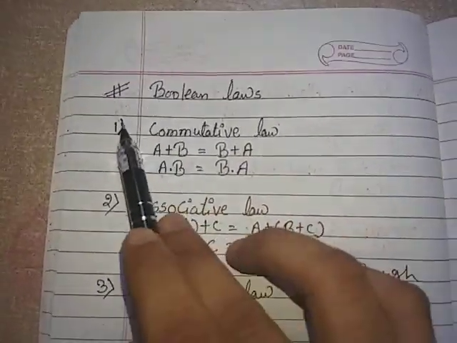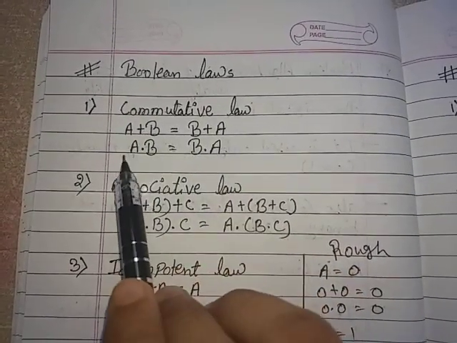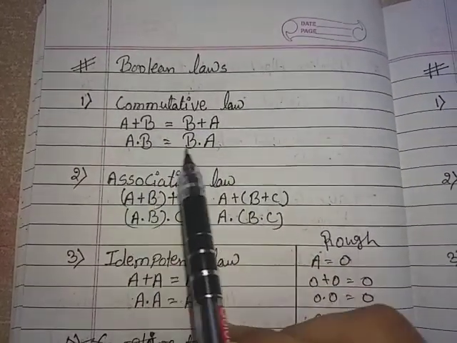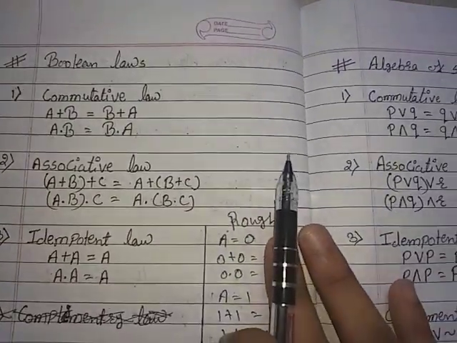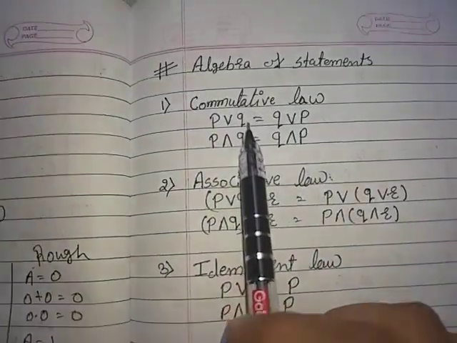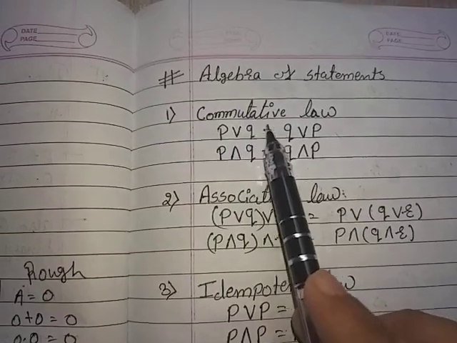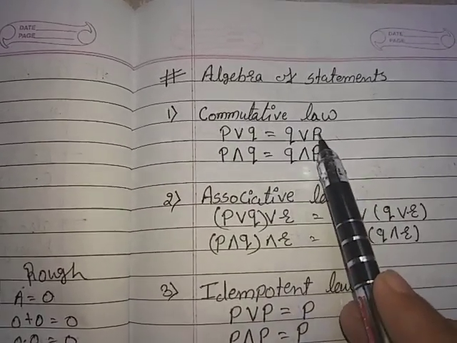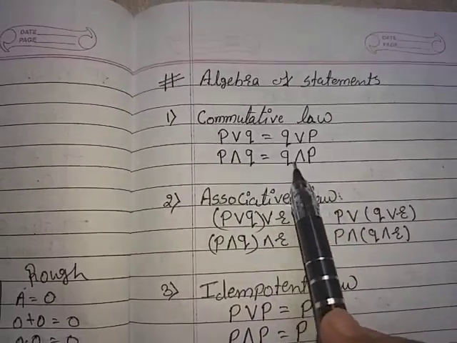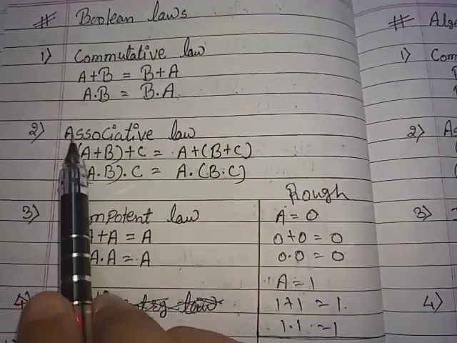First, commutative law. A plus B is equal to B plus A, or A dot B is equal to B dot A, as we learned this in childhood or in lower classes. The same law is applied in mathematical logic as well. Commutative law: P disjunction Q is equal to Q disjunction P, and P conjunction Q is equal to Q conjunction P. Now let's move to the next law, associative law.